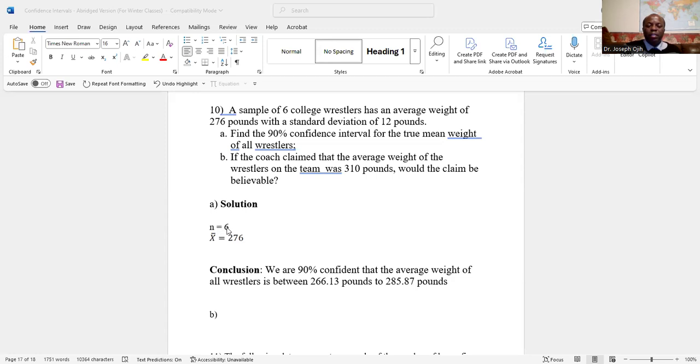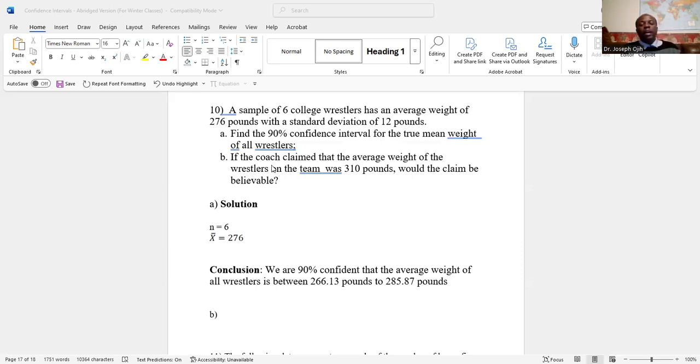Now, let us get the summary statistics. Sample size is 6, and we don't know the value of the population standard deviation. This makes this a typical case for using the T distribution method, the T method. Because sample size is small, which is only 6 college wrestlers, and what we have here is the sample standard deviation of 12 pounds and the sample mean weight of 276 pounds.